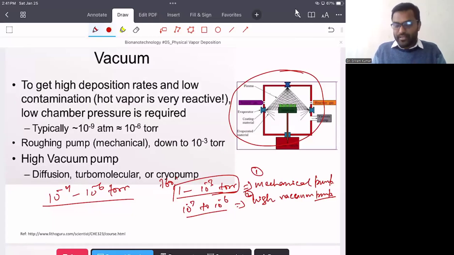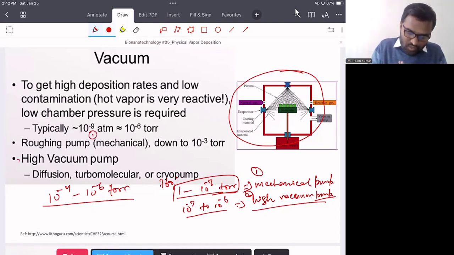Now you are thinking, why can't we use the high vacuum pump from atmospheric pressure down to 10 to the power minus 6? But the problem is that a high vacuum pump cannot be used from high pressure. It can only be used from low pressures to extremely low pressure. So we use two kinds of pumps, the mechanical pump and the high vacuum pump, in these two stages, and then we can achieve that extremely low pressure in the PVD technique.